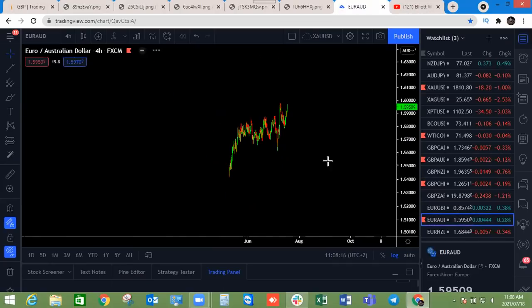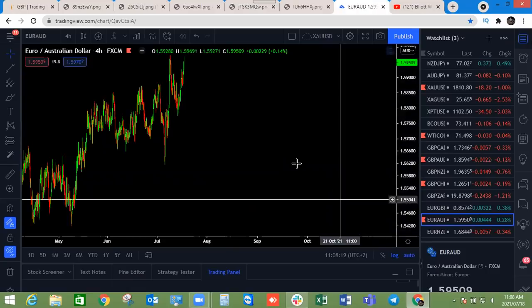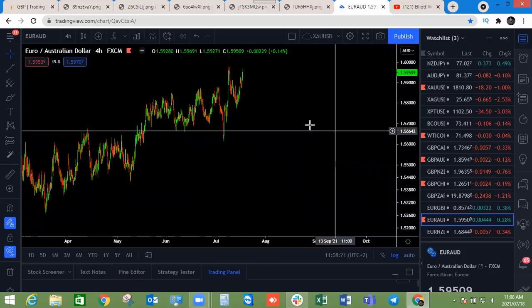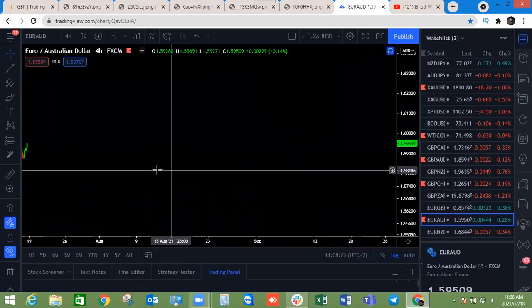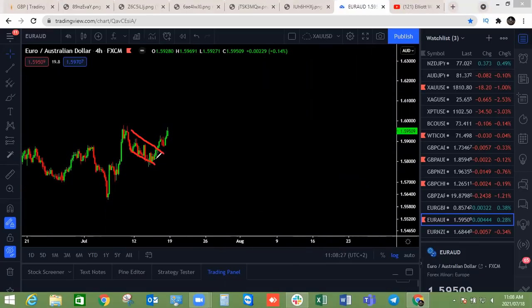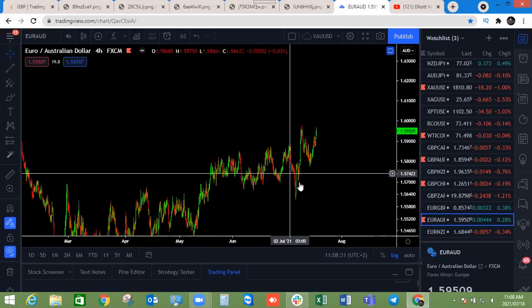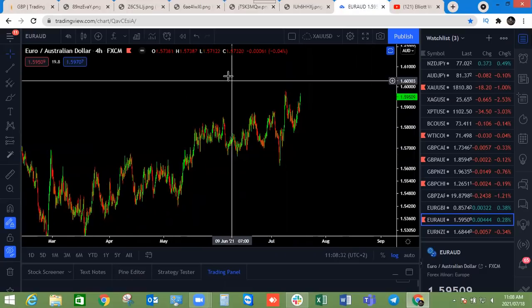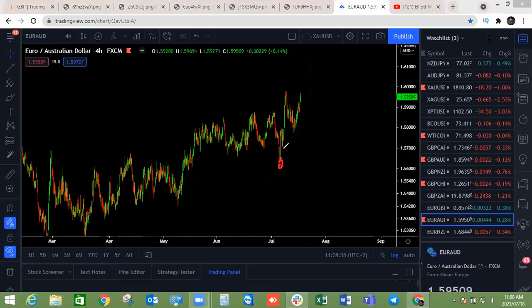EURAUD. I can't remember if it was last week or during the live trading room, we had a setup here for more upside when this pulled back. When this pulled back last week, the forecast on the EURAUD was to get a bounce from here. That's how we got this. Now we've got a second one here with this pullback. Now we're looking for this to continue to the upside.